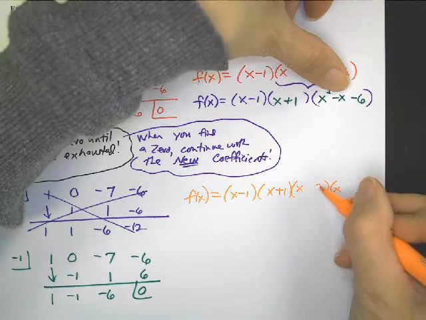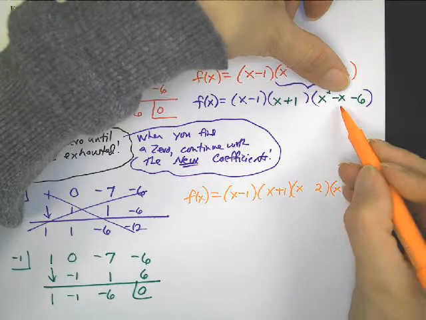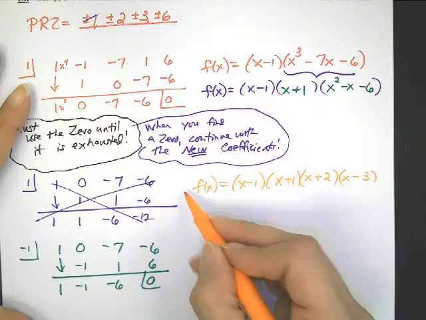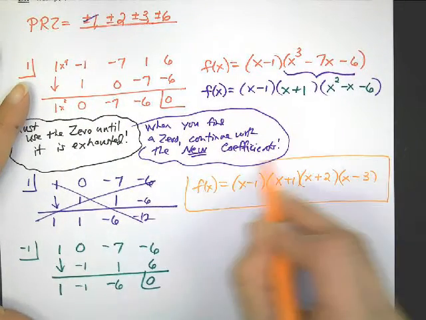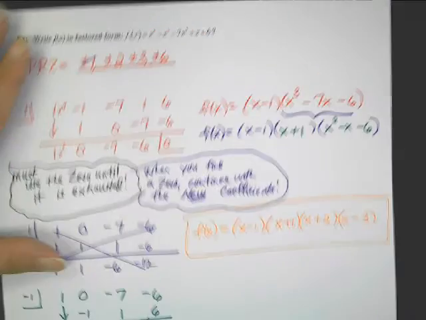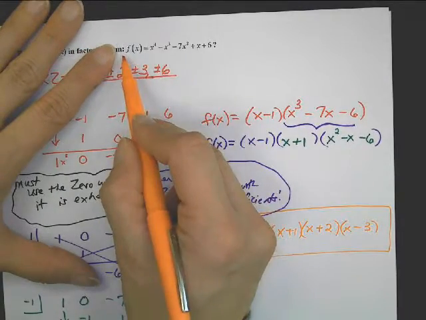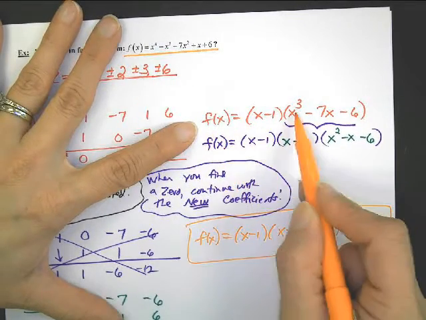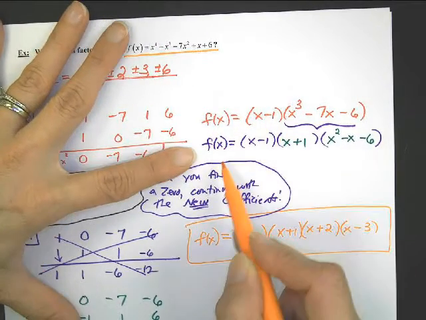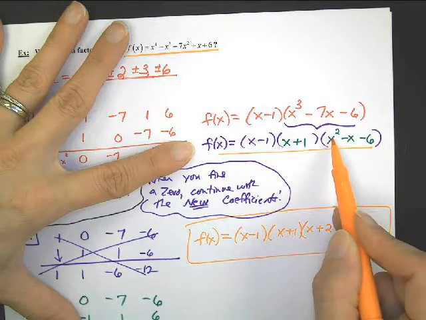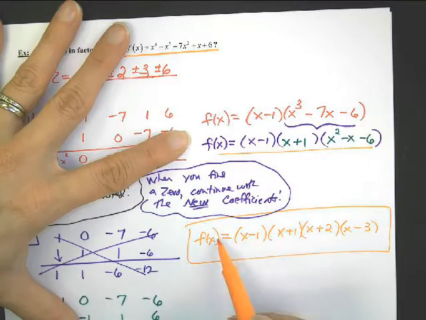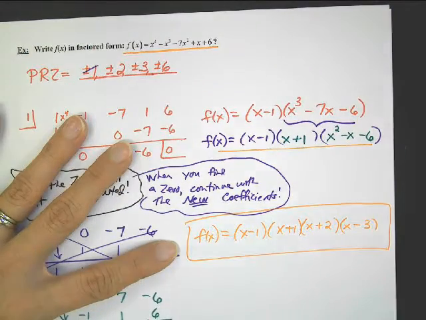I think it's going to be a 2 and a 3. I think it's going to be plus 2 minus 3. F of x is in factored form. Let's take a look at this here. F of x started out as x to the 4th. F of x here is x to the 4th. F of x here is 1, 2, 3, x to the 4th. Every time I write f of x, it's an x to the 4th.